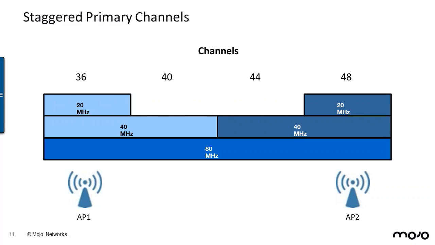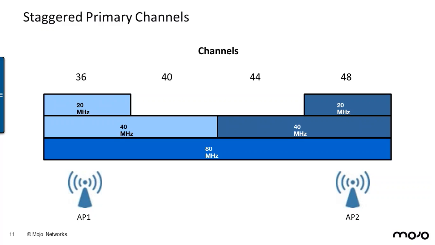So AP1, the primary channel, would use channel 36, and AP2 would use channel 48. That way, if both of the APs needed to transmit simultaneously, right, with dynamic channel width, they could each just use 40 megahertz. And opportunistically, AP1 or AP2 could use the whole 80 megahertz, if the other AP doesn't have any packets to transmit at that particular time. So that's one of the nice things about 11ac with the dynamic channel width.